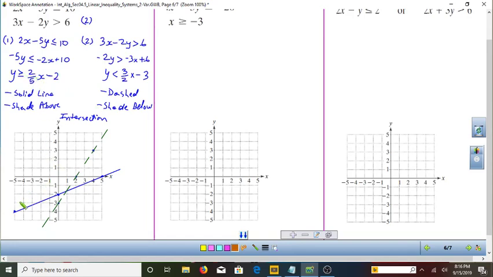So greater than means we're shading somewhere above the region here. And this one we're shading below the dashed line. So we're shading above the solid line at the same time below the dashed line. That's in that little region right there. Below the dashed line and at the same time above the solid line. And that's my solution.